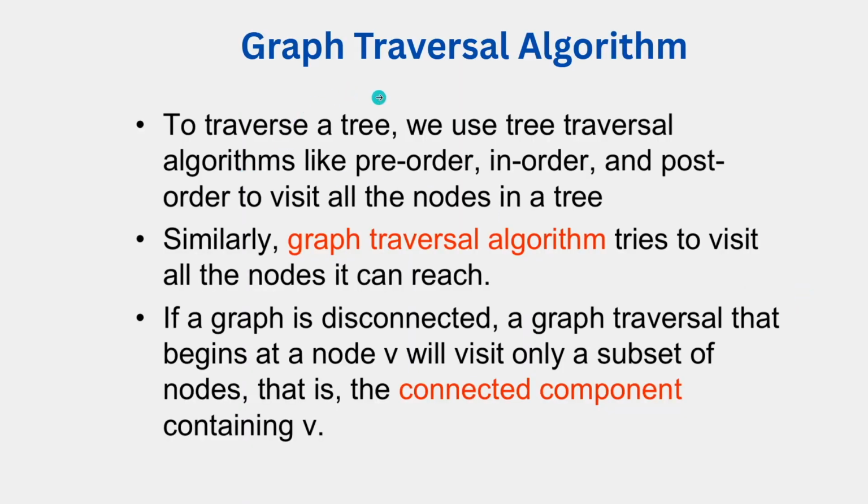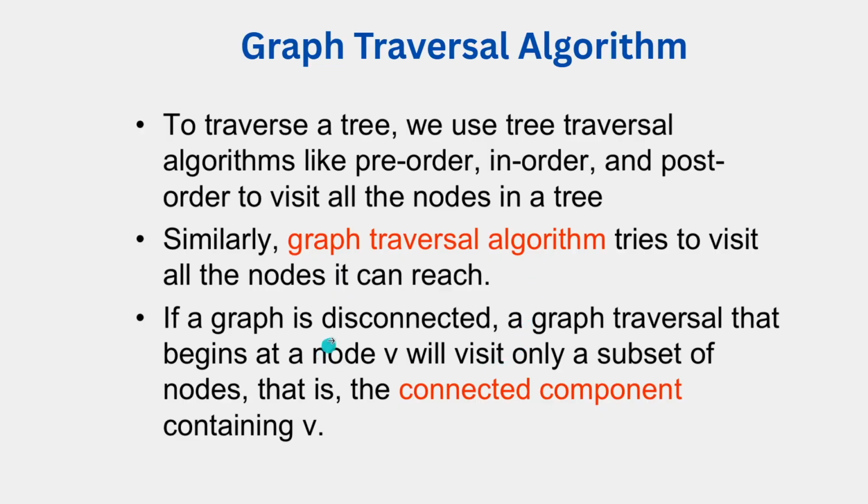So, first is the graph traversal algorithm. For traversing tree, as I said, we use all of these three traversals, and for graphs also we have certain traversals, and the objective of the traversal is to start from one start vertex or node in a graph and possibly try to reach all other vertices in that graph. And if suppose your graph is disconnected, a graph traversal can begin at any one node and will try to visit all the other nodes that are part of the same connected component.